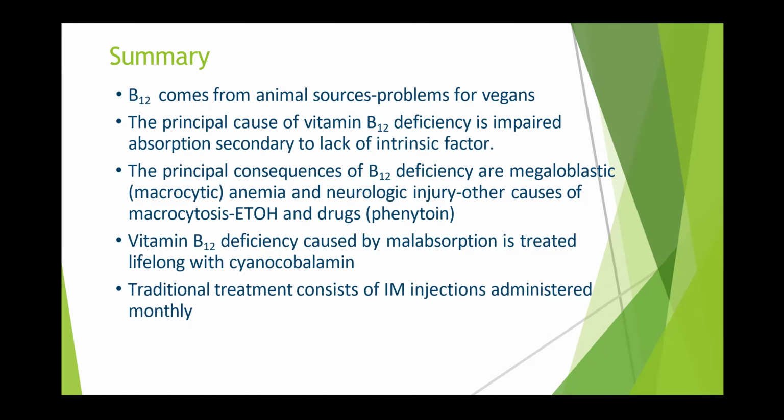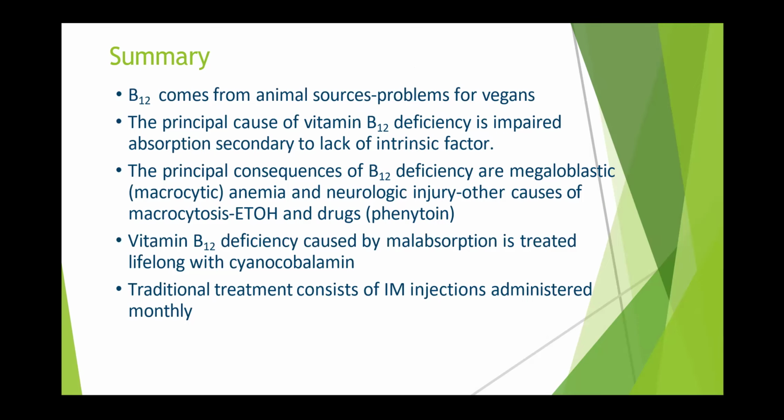B12 comes from animal sources, and that's a problem for vegans. Iron comes from animal sources. That's a problem for vegans. The principal cause of B12 deficiency, though, is impaired absorption. They can't orally absorb it because they don't have enough intrinsic factor. And the principal consequences of that B12 deficiency are megaloblastic, which is macrocytic anemia, and neurologic injury. Other causes of macrocytosis can be alcohol and drugs, especially phenytoin, which is an anti-seizure drug.